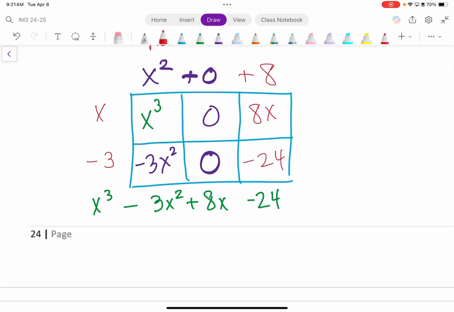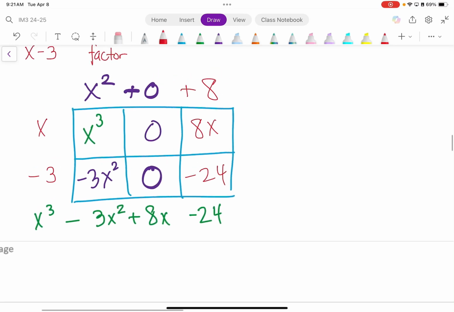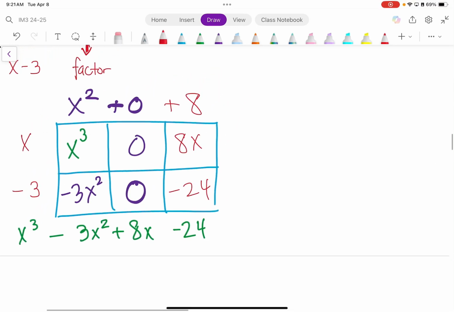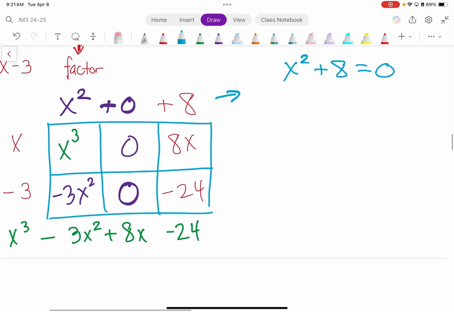And if you look at that, do we have a remainder? No. So is this a factor? Yes. Amazing. You guys are getting that. Since it's a factor, we have to do a few extra steps. So let's take this statement, x squared plus 8, and let's set it equal to 0 so that we can solve for x.